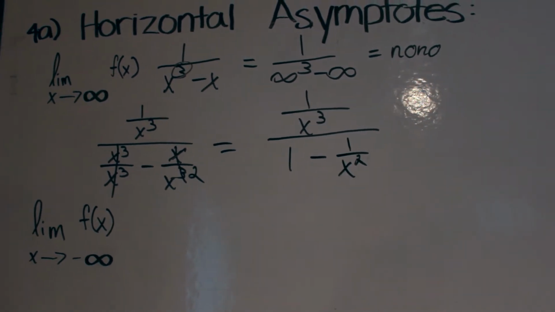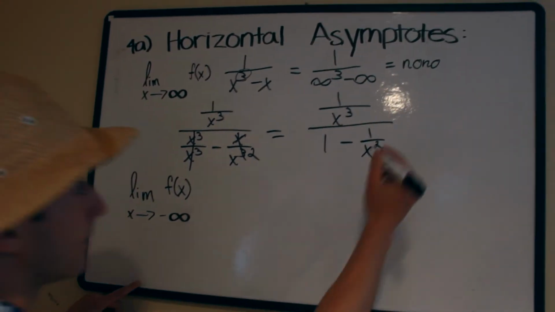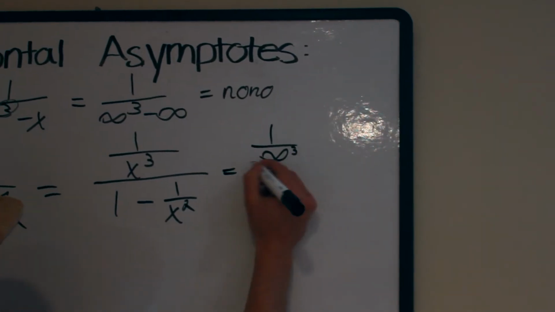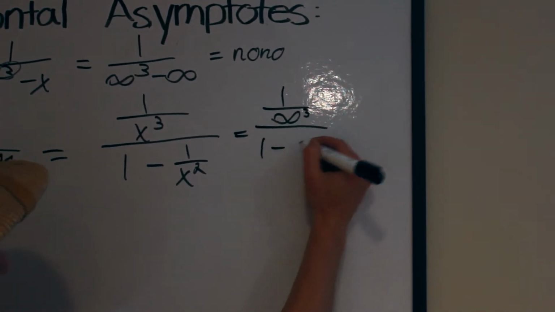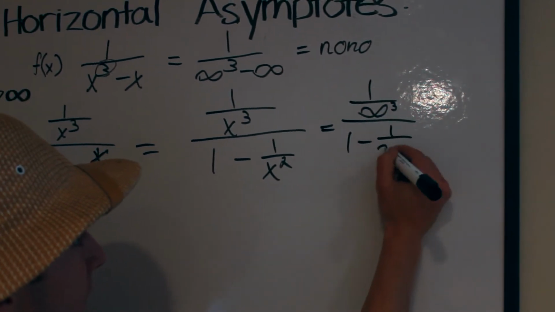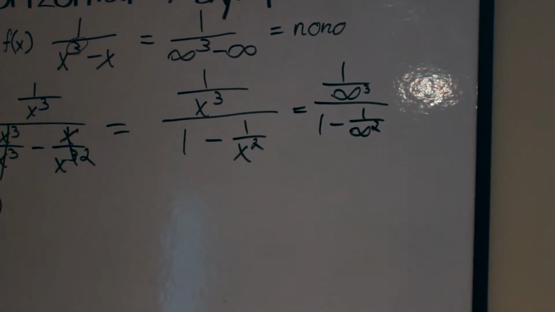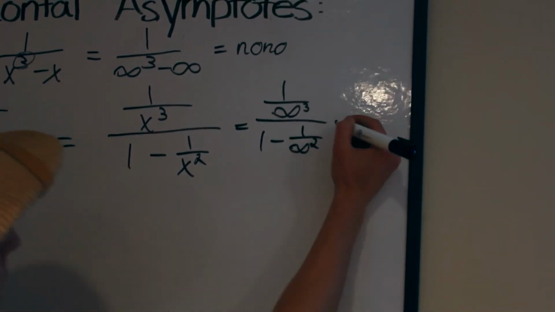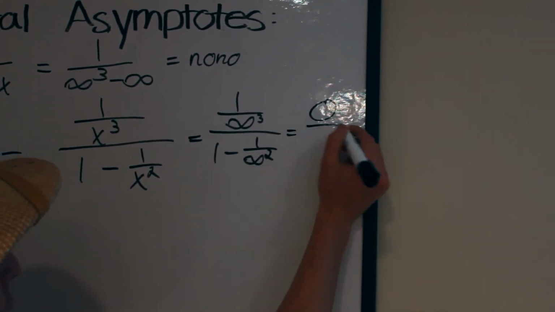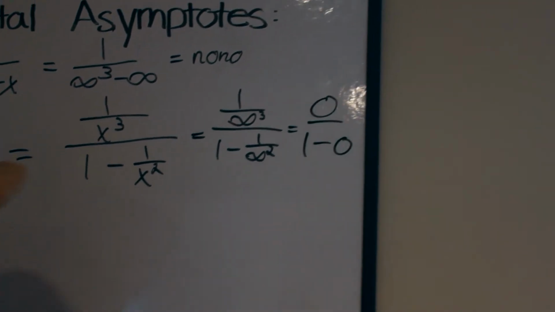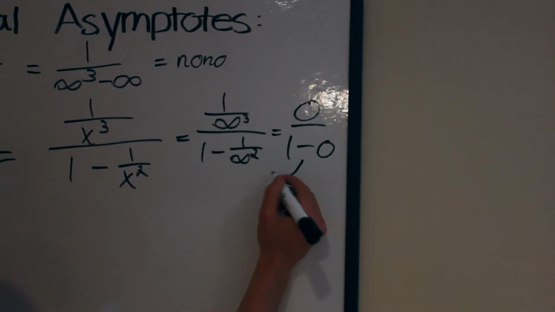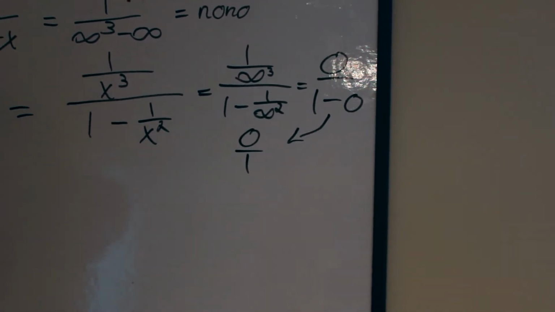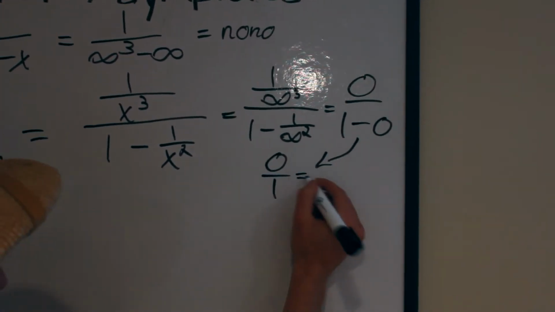So we've manipulated now. Let's retake our limit. 1 over infinity to the power 3 over 1 minus 1 over infinity squared. Recall that whenever you have a number over infinity, it's always 0. So therefore, it's 0 over 1 minus 0. That result will just give you 0 over 1. So that means it's just 0.